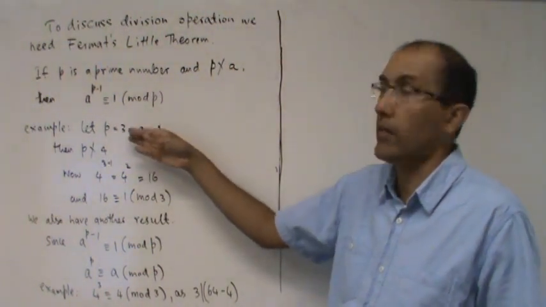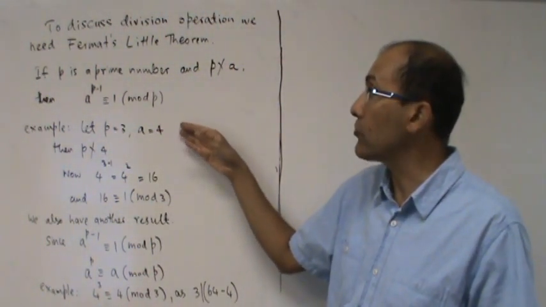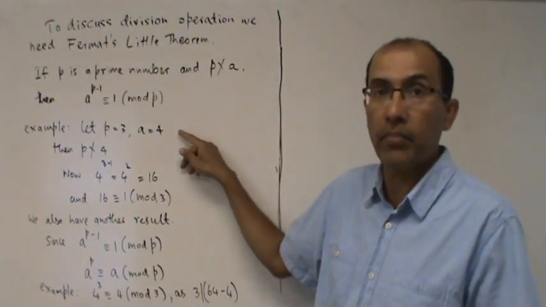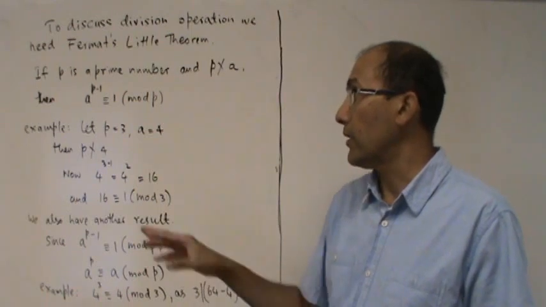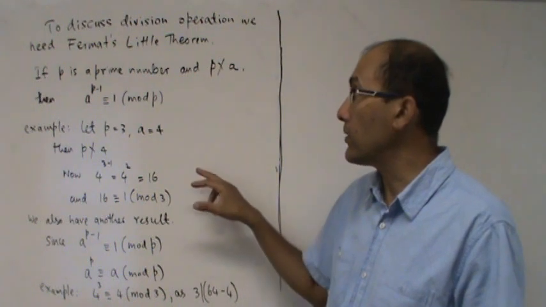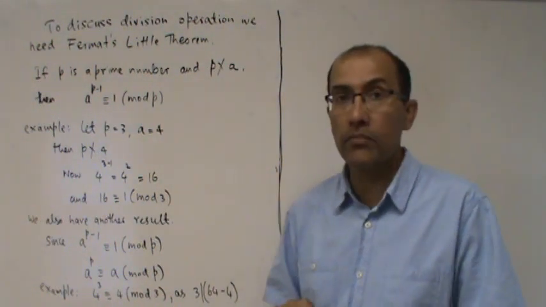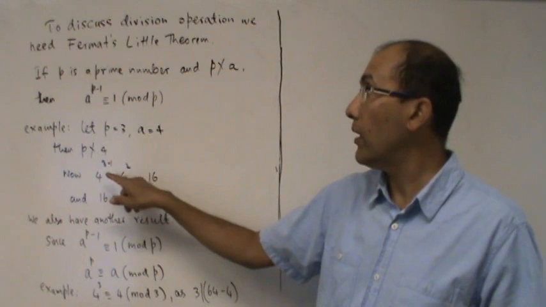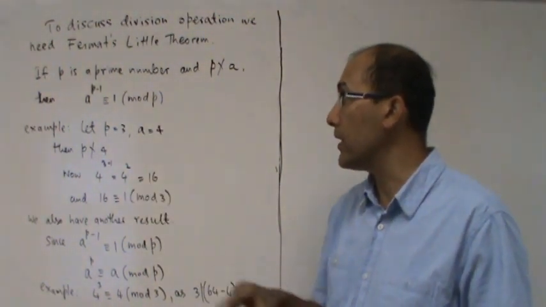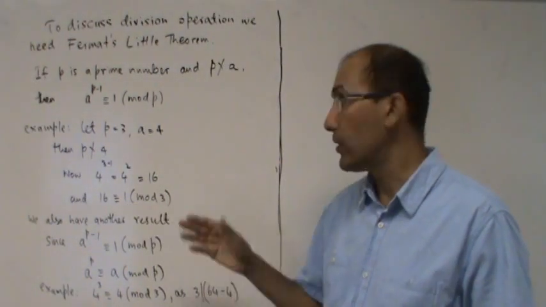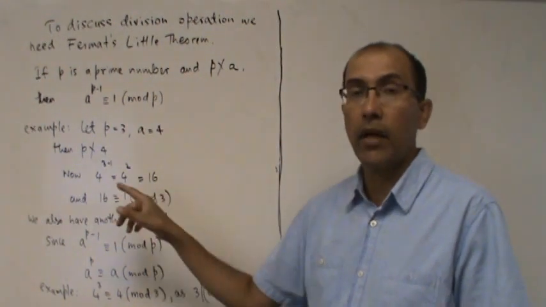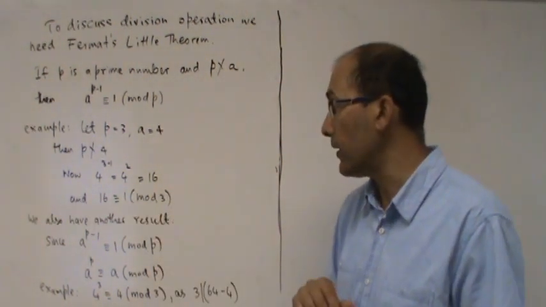Suppose P is 3 and A has to be a number that's not a multiple of P. So any number that's not a multiple of P, so I can take 4. Of course then P doesn't divide 4. And so Fermat's little theorem says that if you look at 4 to the P minus 1, so that's 4 squared, that's 16, then 16 is connected to 1 through modulo 3. And that's true because 16 minus 1 is 15, which gets divided by 3.